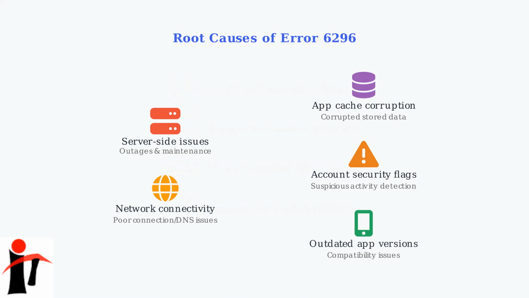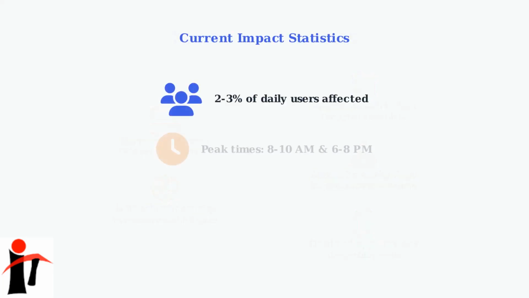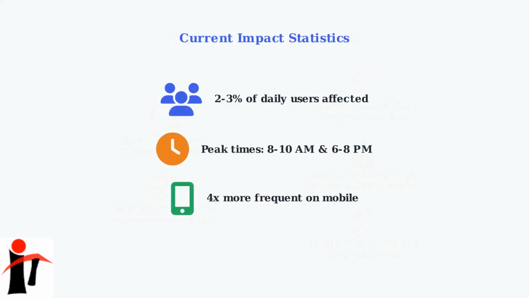Server-side issues are the most common cause, occurring when Instagram's servers experience outages or maintenance. Network connectivity problems create communication failures between your device and Instagram's servers. As of August 2025, error code 6296 affects approximately 2 to 3% of Instagram's daily active users.